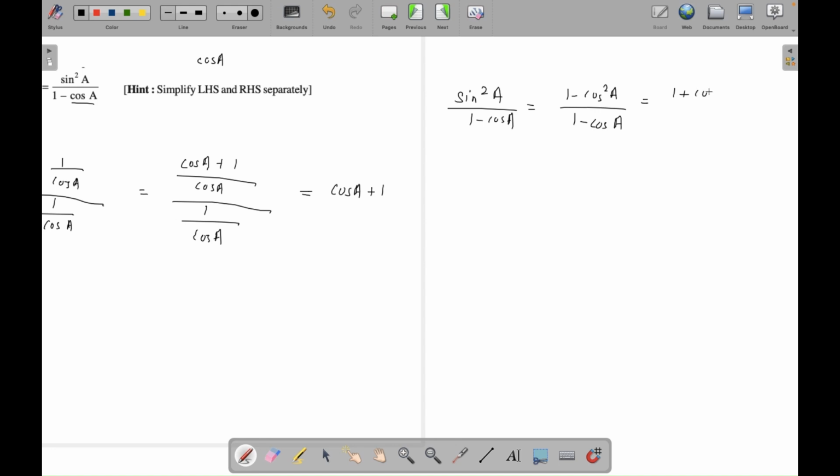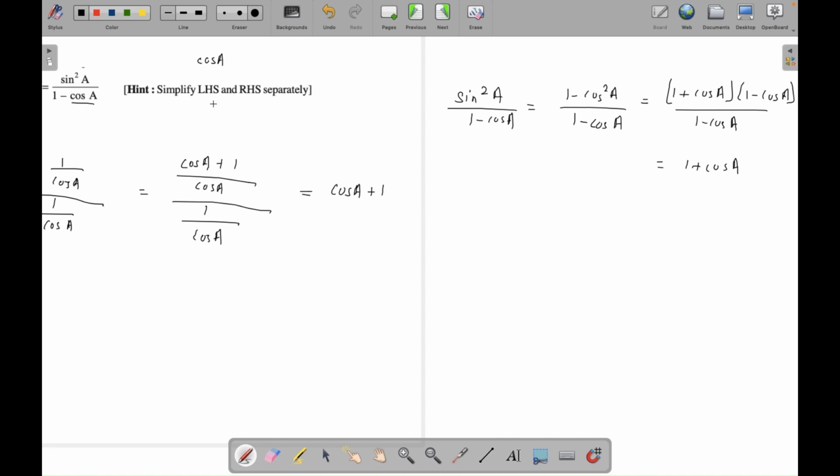So this will be (1 plus cos a) times (1 minus cos a) upon 1 minus cos a. Right, so 1 minus cos a and 1 minus cos a get cancelled. So we end up with 1 plus cos a. Now both RHS and LHS are the same.